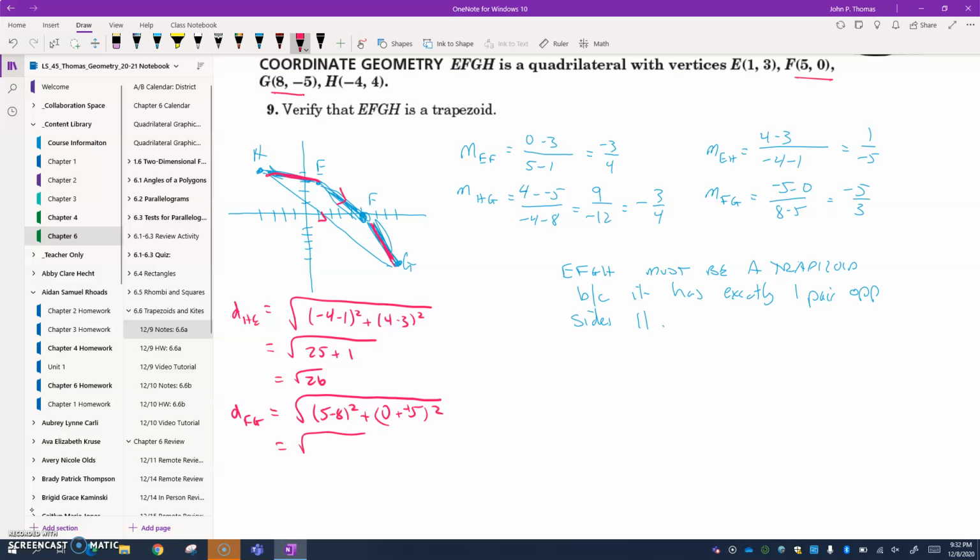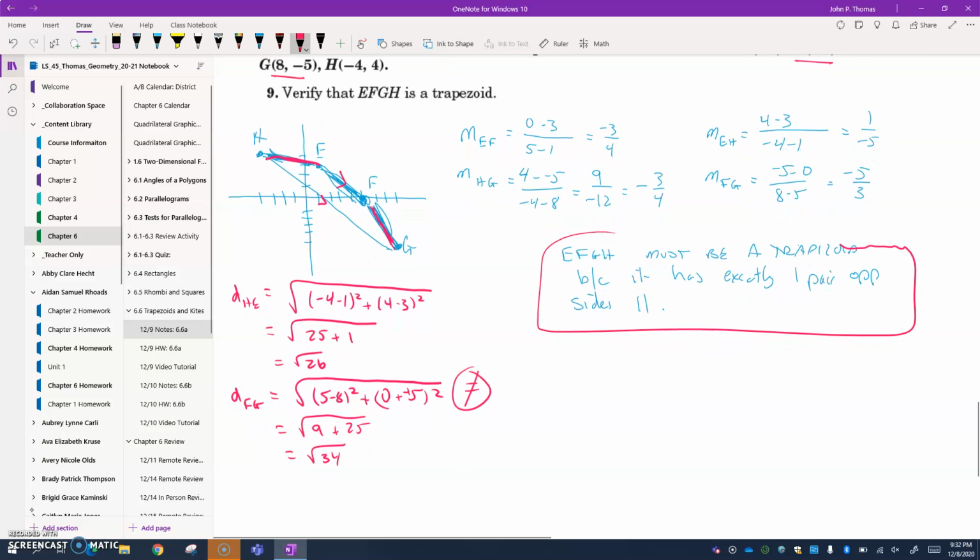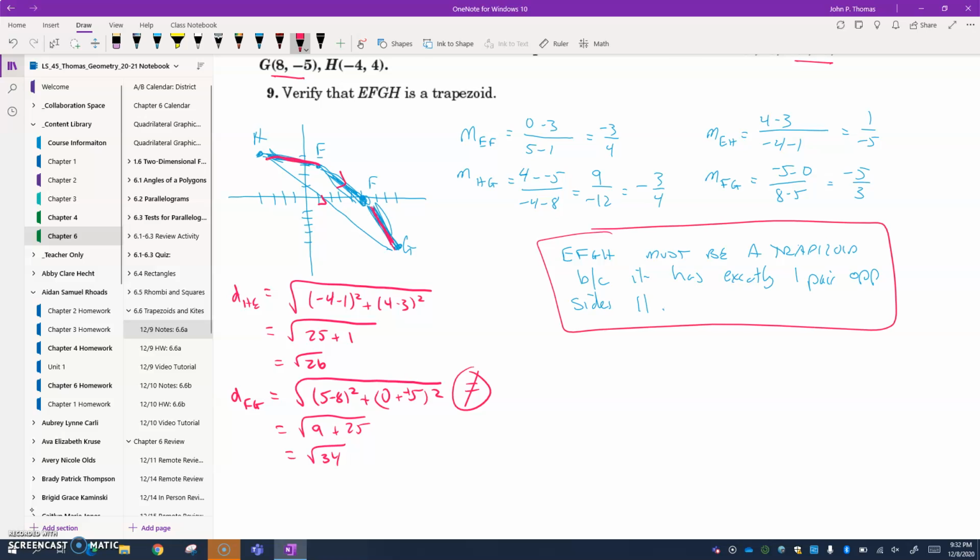Now that's going to be the square root of 9 plus 25, which is the square root of 34. All right, those two are not congruent, so we are not isosceles. All right, so it must be a trapezoid, but even further than that, we can rule out it being really any of the other shapes. All right, it is solely a trapezoid, not an isosceles trapezoid.